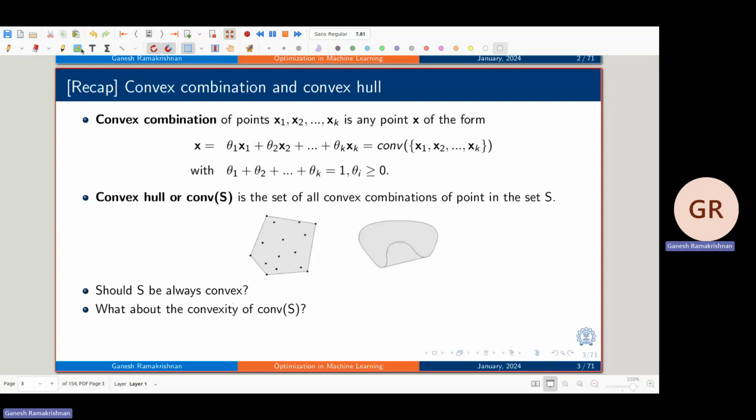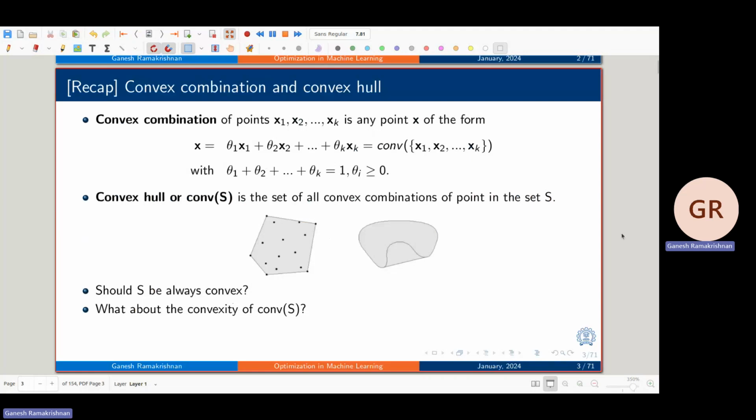So we recap that we left off at this. We talked about convex combinations of a bunch of points x1, x2, xn, for all possible thetas, all possible convex combinations is basically the convex hull. And we have enough motivation to see that it is a convex set. Convex hull is always a convex set. Right? So should S be always convex? Looks like it's always convex.